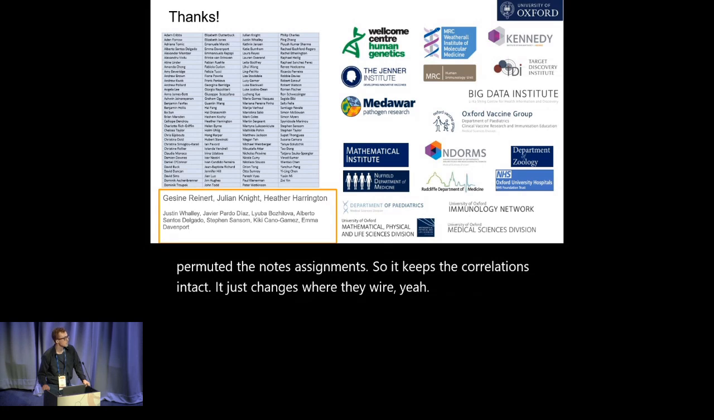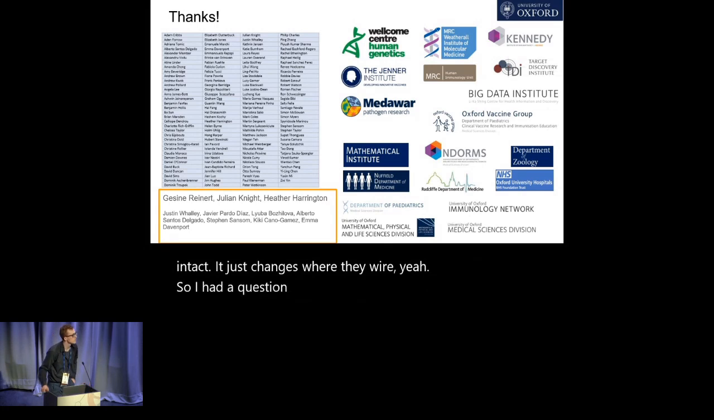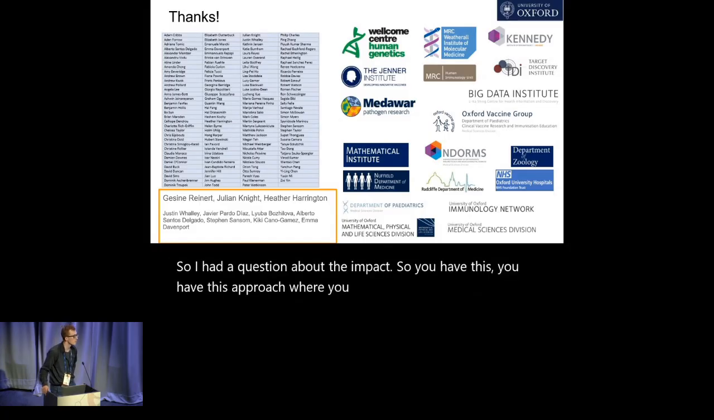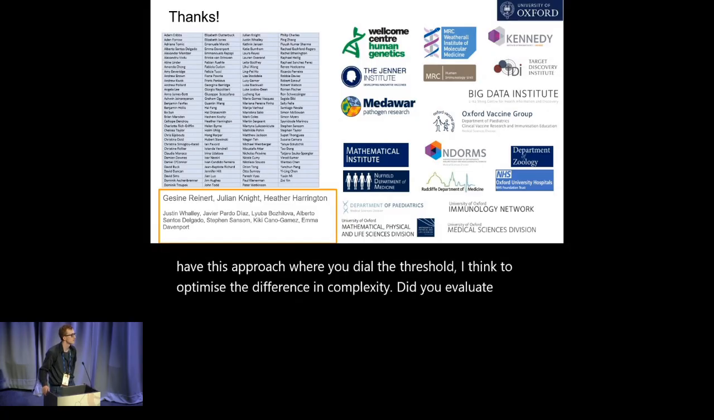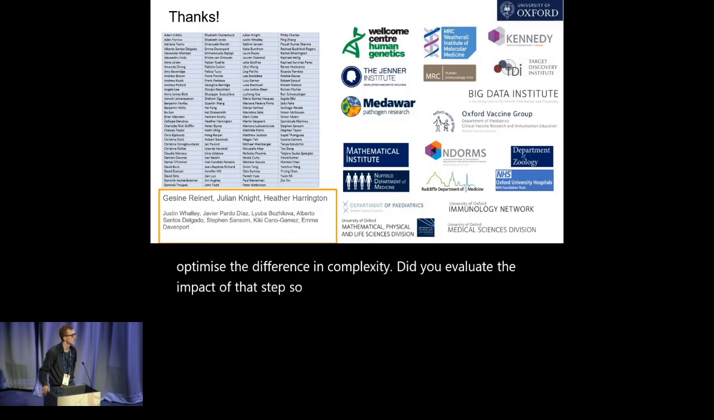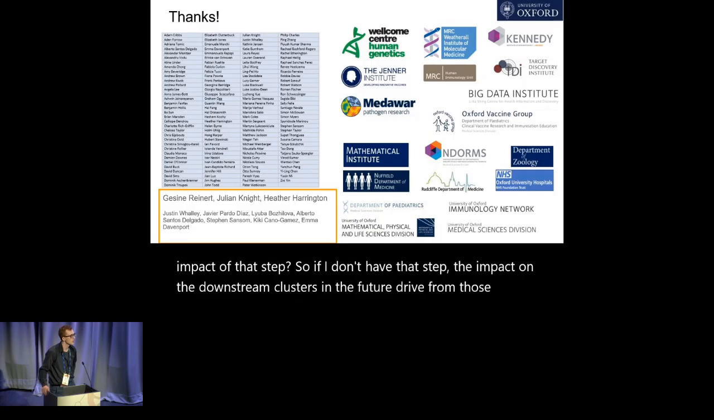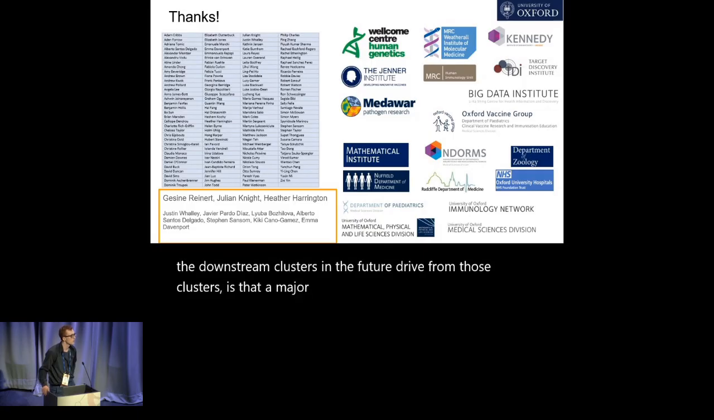So I had a question about the impact of, so you have this approach where you dial the threshold, I think, to optimize the difference in complexity. Did you evaluate the impact of that step? So if I don't have that step, the impact on the downstream clusters and the features derived from those clusters, does that have a major impact? Or can you talk about that a bit?